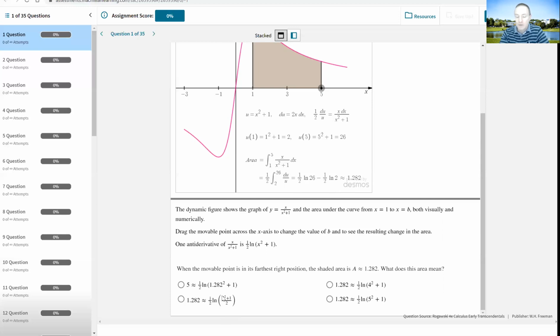That's going to be this third choice right here. It's 1/2 the natural log of 5 squared plus 1. That'd be the natural log of 26, minus the natural log of 2. Both of them are multiplied by 1/2. Has to be this third choice there. Kind of a strange question, really, the way that they have it worded, but that's what they're wanting.